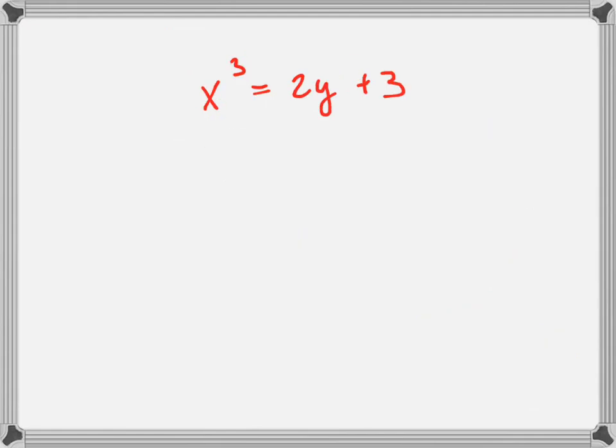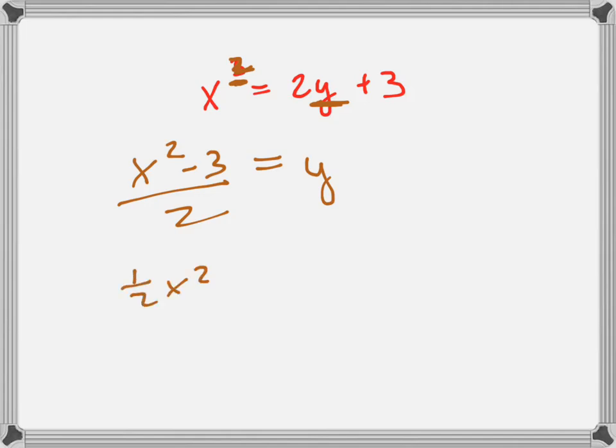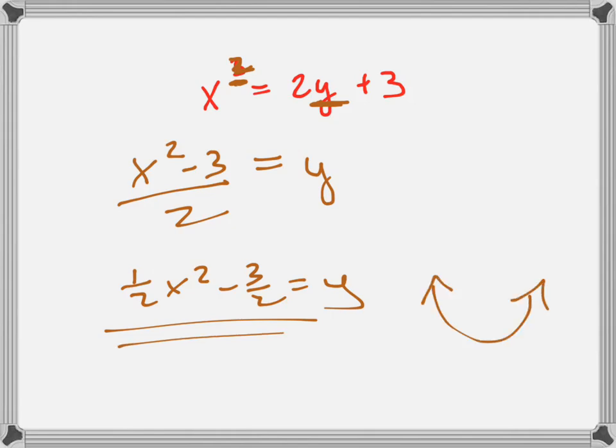Try another one. Is y a function of x here? Again, this might look confusing, but we don't have any problems. Not only because this is cubed, even if this was squared, we still wouldn't have any problems. Because the y right here, to get it by itself, I just subtract 3 and divide by 2. And all that is 1/2 x squared minus 3/2, which is just a parabola. It's just a quadratic equation. And so there's no problems.